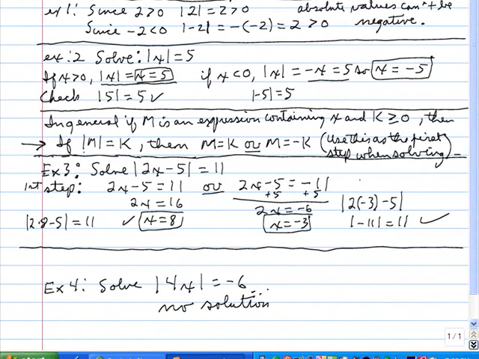And there you have the definition of absolute value and how to solve absolute value equations.